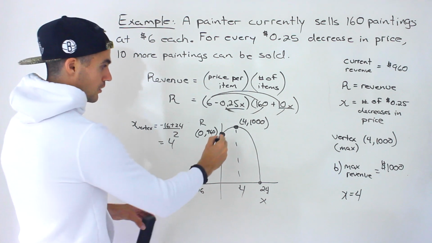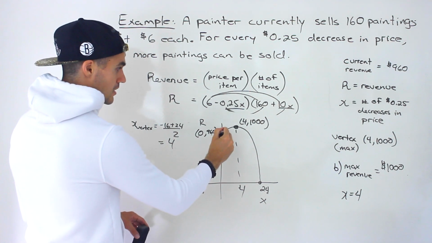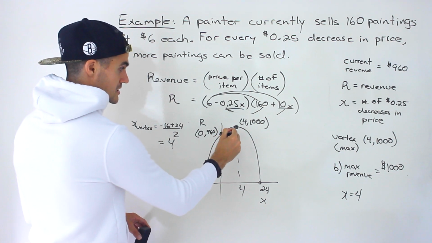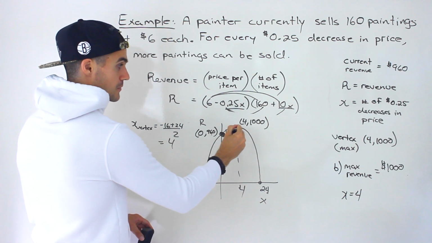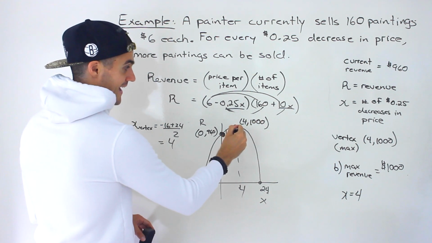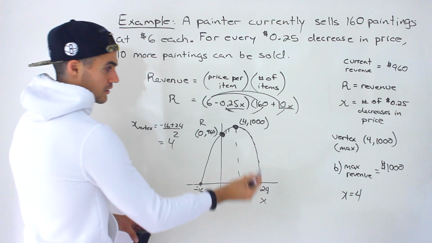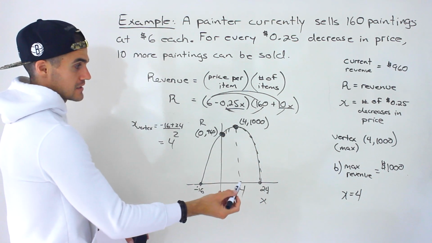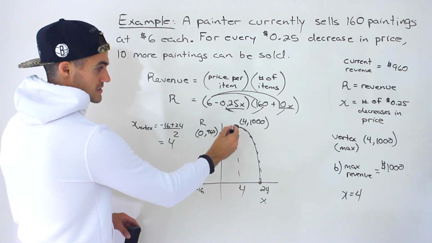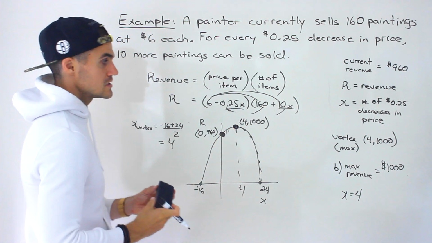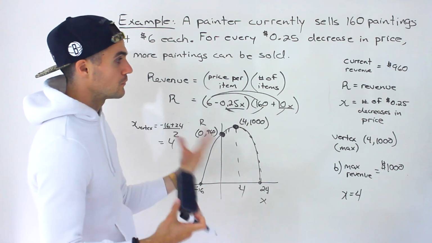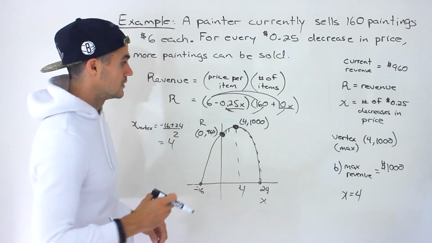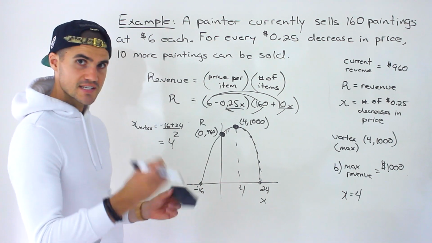And then it gets to a point where we decrease the price 1 time, 2 times, 3 times, and then the 4th time it reaches this maximum point. And then if we keep decreasing the price after that, the revenue is going to start coming back down, right? So the revenue is maximized over here when we decrease the price 4 times, or when we decrease the price by $1.